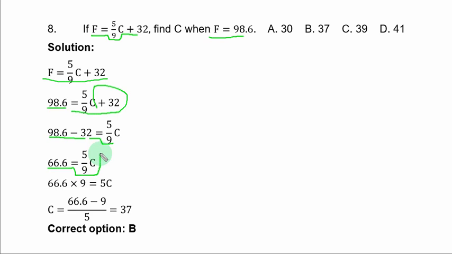You clear the fraction, and you have 66.6 times 9 equal to 5C. So you have 66.6 times 9 divided by 5 in order to get C. When you do that simple arithmetic, you have 37. So B is the correct option.